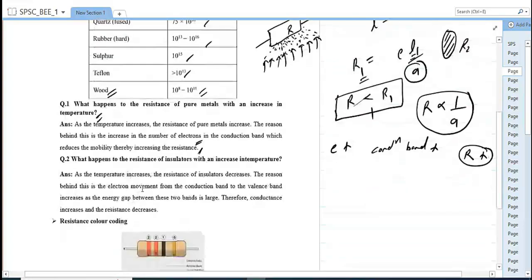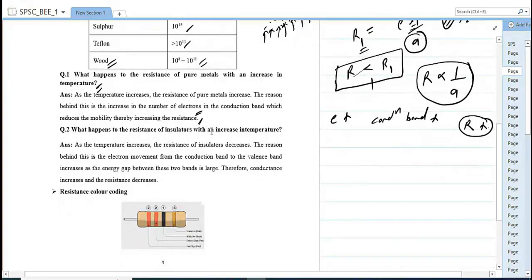And similarly, what will happen to the resistance of insulators with an increase in temperature? So as the temperature increases, the resistance of an insulator decreases. The reason behind this is that the electron movement from the valence band to the conduction band increases, as the energy gap between these two bands is large. Therefore, conductance increases and resistance decreases. So opposite phenomena happen for conducting material and insulating material while increasing the temperature. For conducting material, the resistance increases, and for insulating material, the resistance decreases.